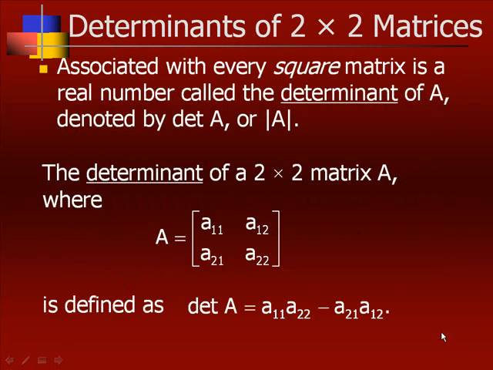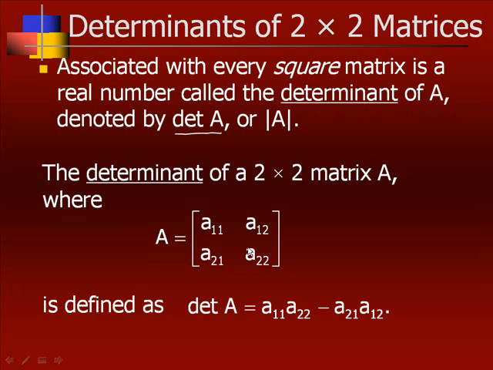Associated with every square matrix is a real number called the determinant of A, denoted by det A or the A in the bars. Normally you see it like this, but our book and my MyMathLab choose to use det of A, which I'm just going to call determinant of A.